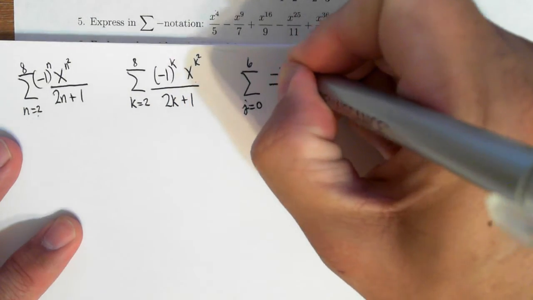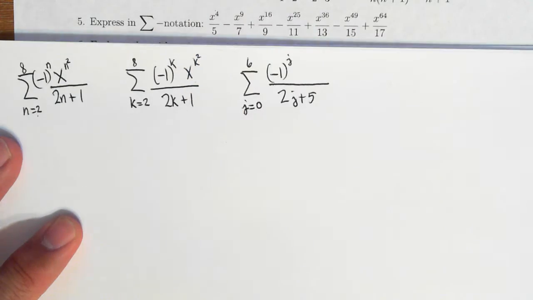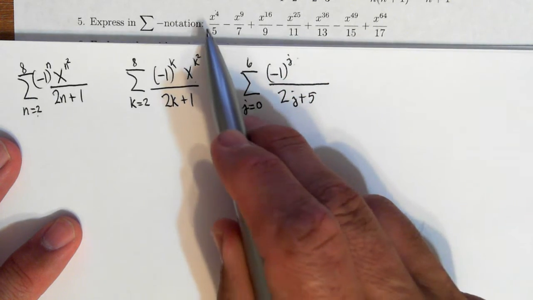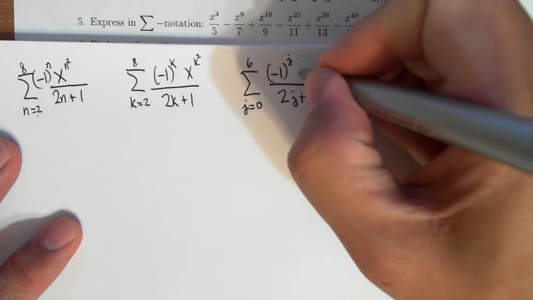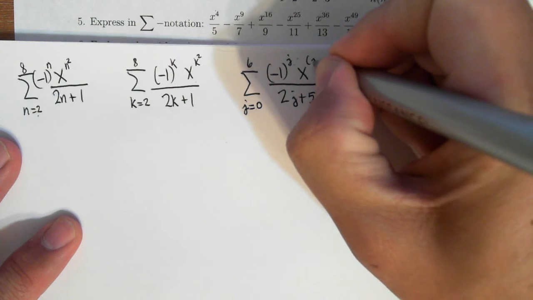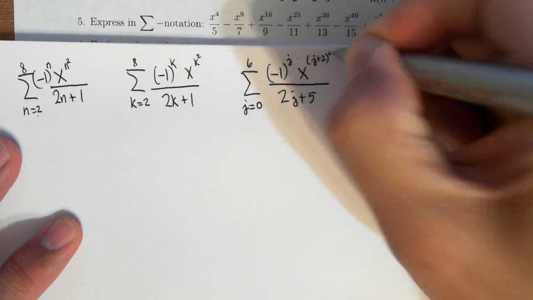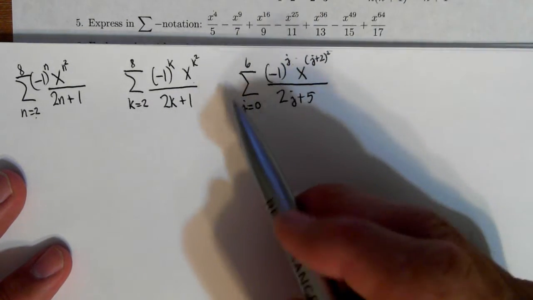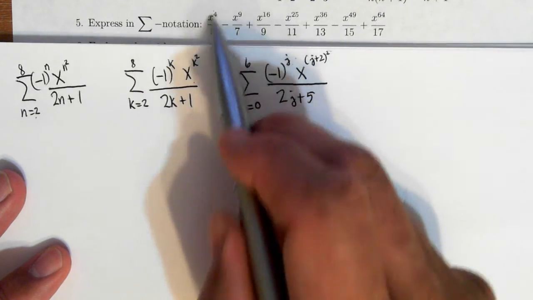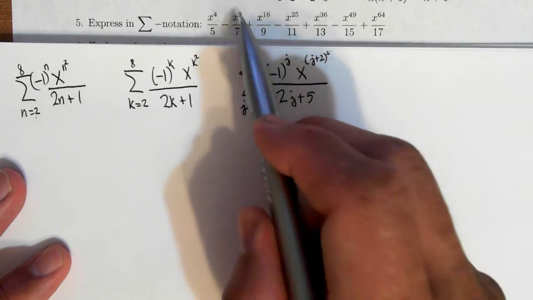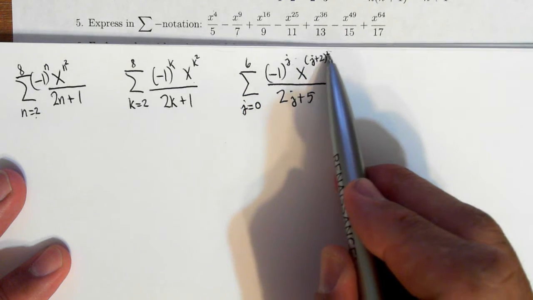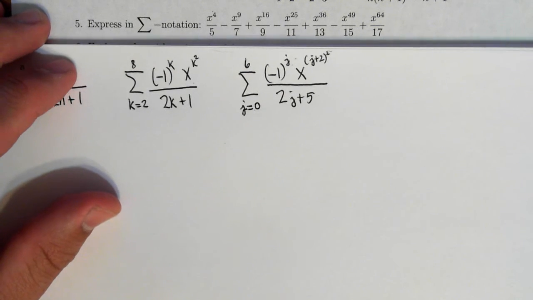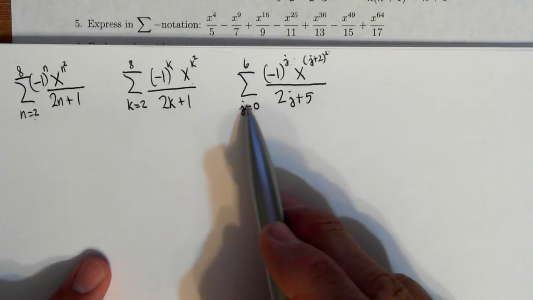Okay, my alternating term will look kind of the same. If j equals 0, I get negative 1 to the 0 power, which is plus 1, so it starts positive. And then the next bit will be x to the j plus 2 squared. So if j equals 0, I get 2 squared for 4. If j equals 1, I get 3 squared for 9. And if j equals 6, I get 8 squared for 64. So that's another completely legitimate way of writing the series, kind of shifting the index.